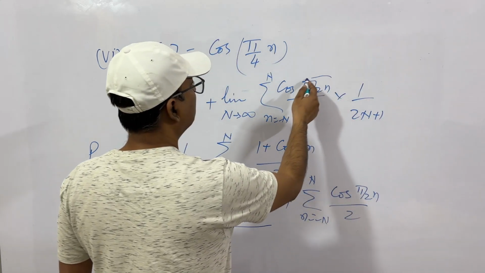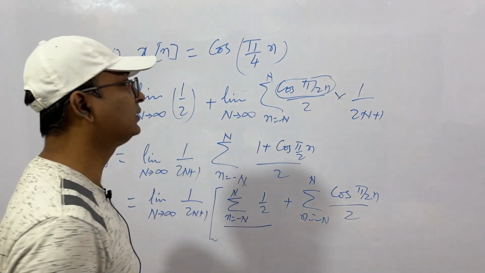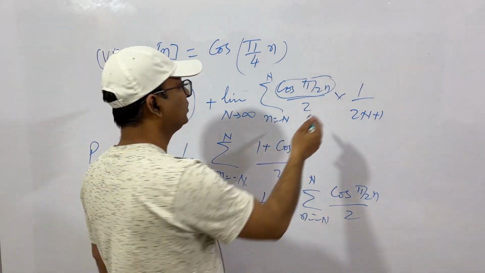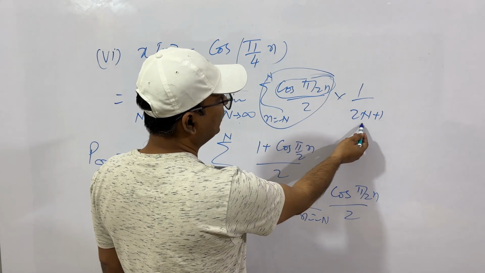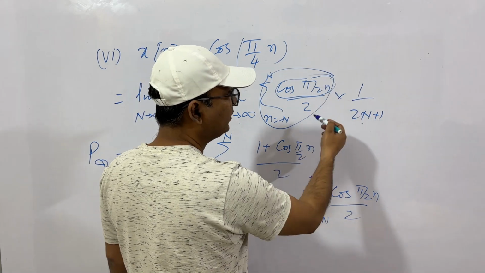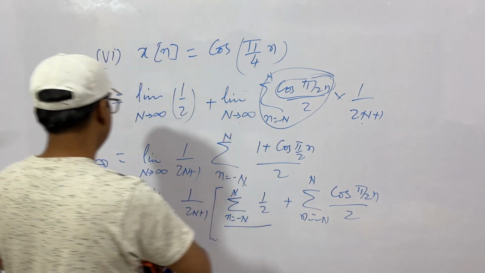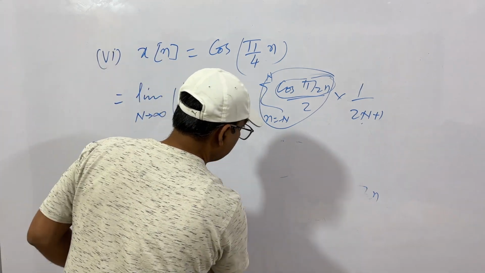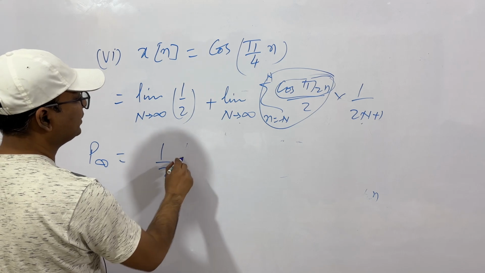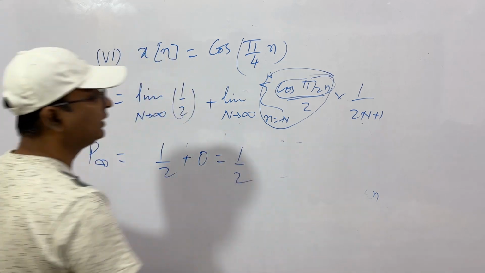Now see, if you have a summation, this will lie between minus 1 and 1 only. So this function is between minus 1 and 1, divided by 2n plus 1, where n tends to infinity. So something between minus 1 and 1 divided by infinity will be 0. So this term is half and this term is 0. So average power will be half.